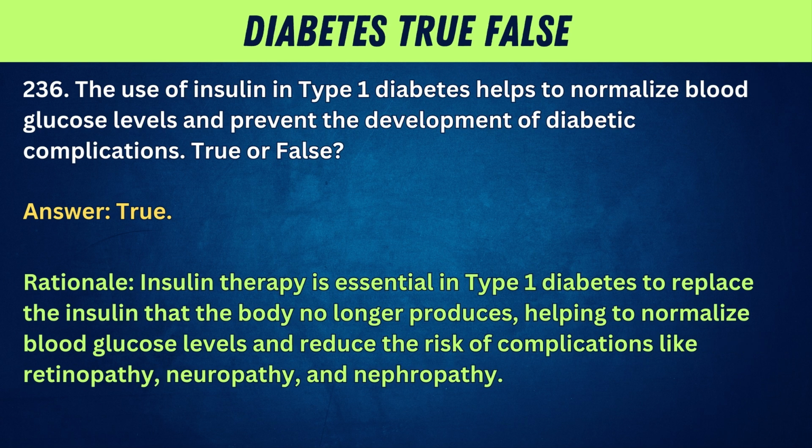236. The use of insulin in type 1 diabetes helps to normalize blood glucose levels and prevent the development of diabetic complications. True or false? Answer: true.